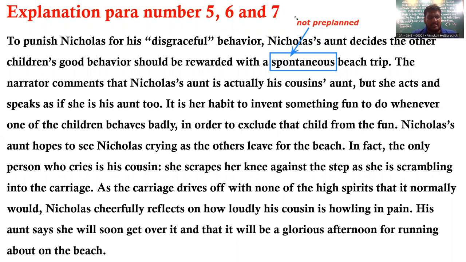His aunt says that she will soon get over it, and then it will be a glorious afternoon for running about on the beach. Right.